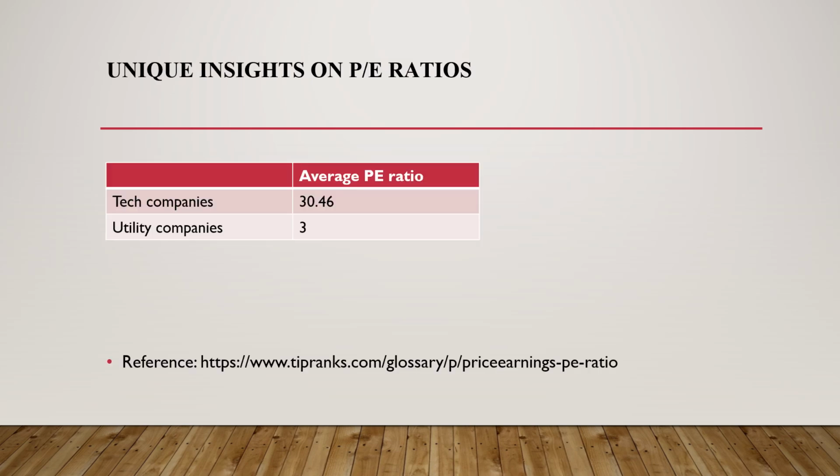Projections can be overly optimistic or pessimistic. Now let's dive into some lesser-known insights about the P/E ratio that can give you an edge. Different sectors have different average P/E ratios. For instance, tech companies often have higher P/E ratios due to growth expectations, while utilities may have lower P/E ratios. Comparing a tech company's P/E to a utility's P/E isn't apples to apples.